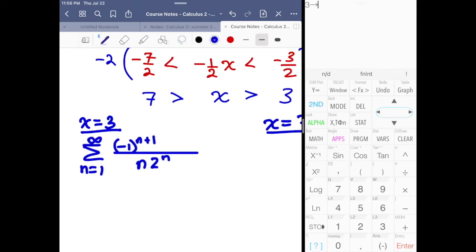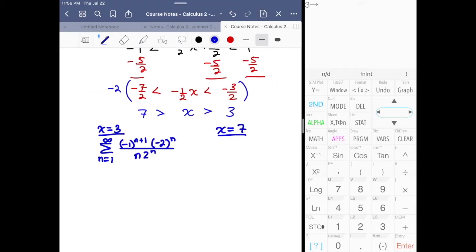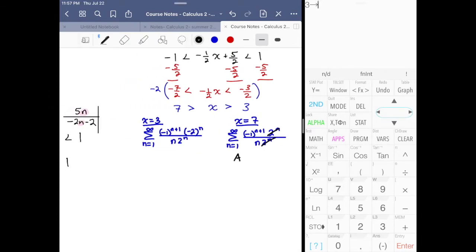So if I pop in a 3, I'm going to get a negative 2 to the nth. If I plug in a 7, I'm going to get a positive 2 to the nth. I'm liking that positive 2 to the nth a whole lot more. All right, because that's kind of an asked and answered sort of thing, right? So this is an alternating series. The a sub n is going to be decreasing, right? Because we're going to have a 1 over n, 1 over 1, 1 over 2, 1 over 3. It's always decreasing. The limit as n approaches infinity of 1 over n is going to be equal to 0, so it converges.